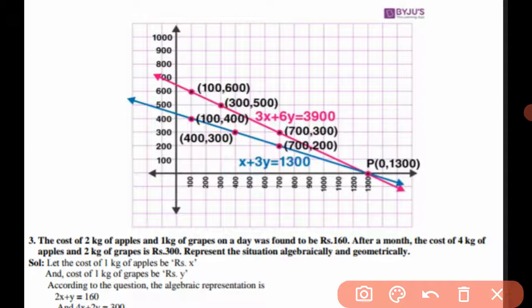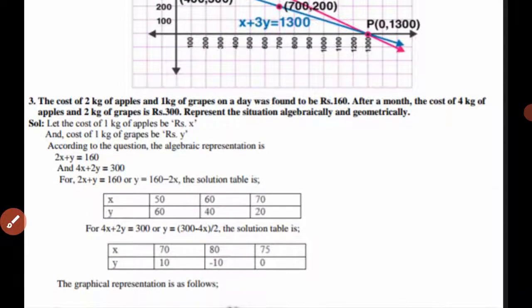Similarly we can do this question. Now after this, see question number 3. In question number 3, we are given that the cost of 2 kg of apples and 1 kg of grapes on the day was found to be rupees 160. After a month, the cost of 4 kg of apples and 2 kg of grapes is rupees 300. Represent the situation algebraically and geometrically.